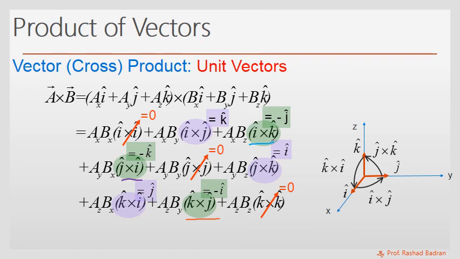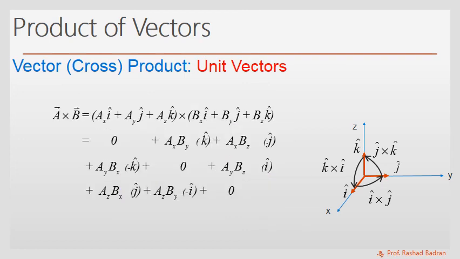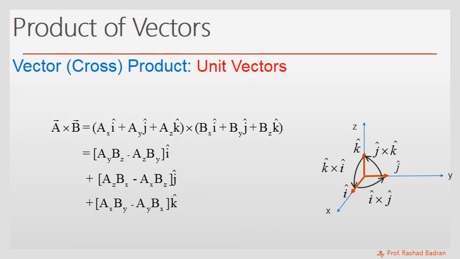What does this result give us? Well, this result gives us terms for i hat, j hat, and k hat: two terms for i hat, another two terms for j hat, and finally two terms for k hat. Now, collecting the coefficients of i hat altogether will give us ay bz minus az by, and for the j hat, az bx minus ax bz, and finally for the k hat, ax by minus ay bx, while the final answer is a vector quantity represented in terms of i hat, j hat, and k hat.